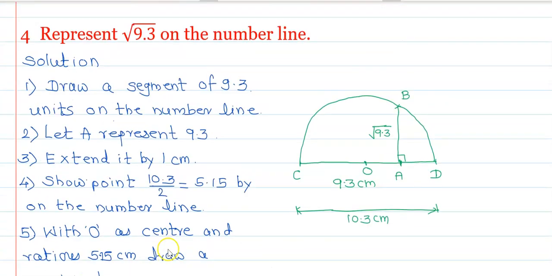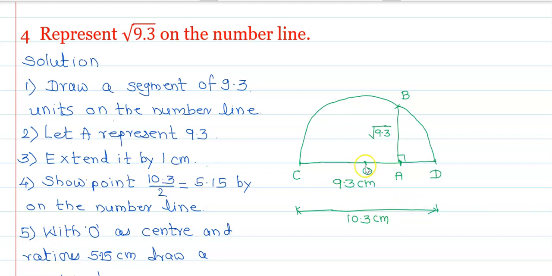You can see this. First of all, draw the 9.3, which is the AC. Extend up to the 1 unit, whatever that you are taking. If you are taking it as a centimeter, then treat it as a centimeter. This is the root of 9.3 unit. I have just taken it as a centimeter.